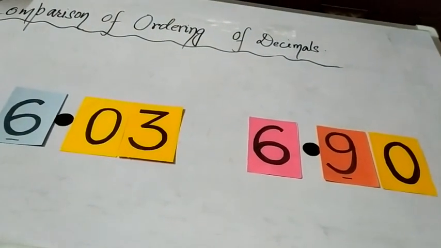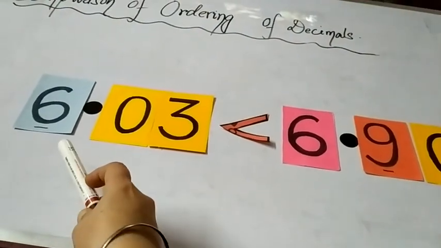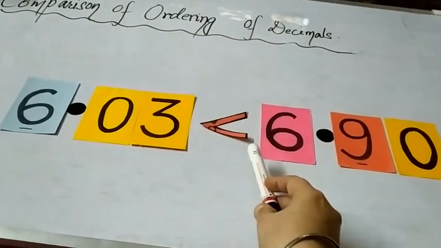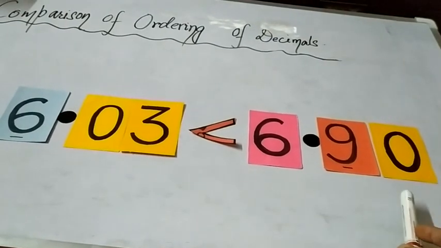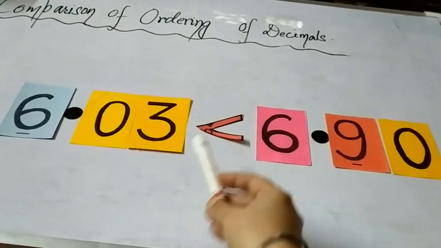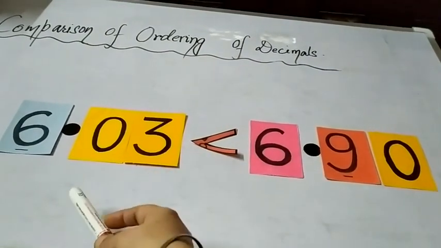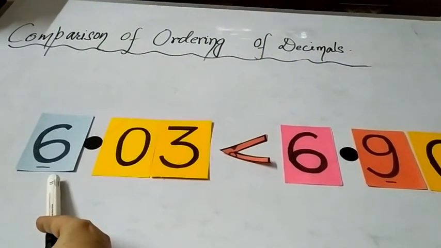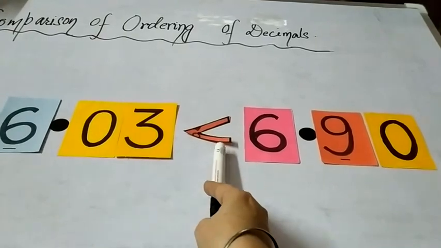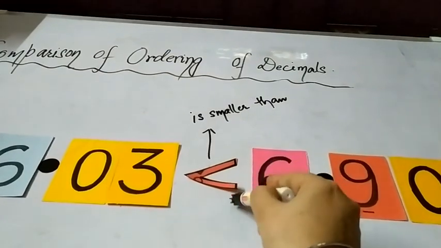So it means this number is bigger. 6.03 is smaller than 6.90. This sign has to be read as is smaller than. Generally, you might say this one is bigger than this. No, read the sentence from the beginning. 6.03 is smaller than 6.90. See, this is how we will read this sign.